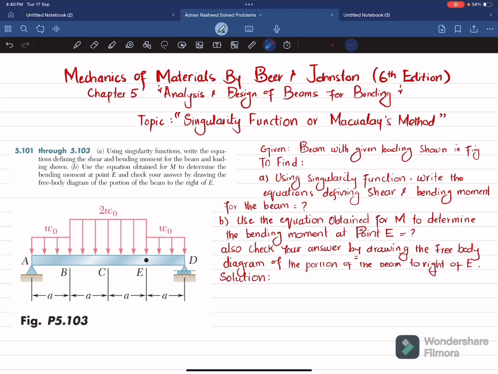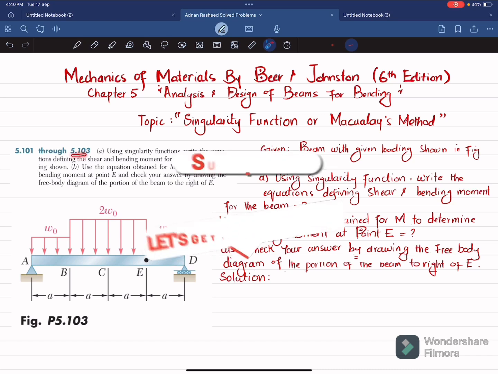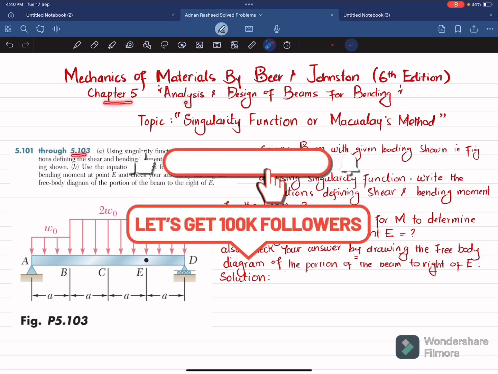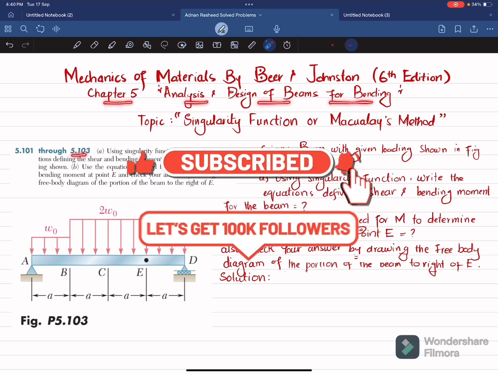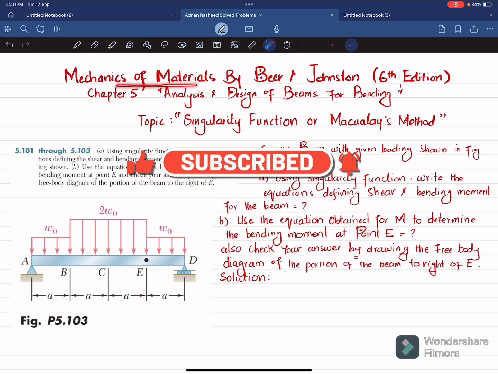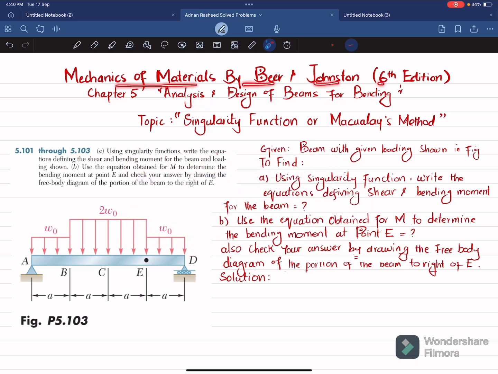Welcome back. Problem 5.103. This problem is taken from chapter number 5, Analysis and Design of Beams for Bending, and the book name is Mechanics of Materials by Beer and Johnston, 6th edition. And the topic is Singularity Function or Macaulay's Method. So the statement of the problem is, in part A, we have been asked, using singularity functions, write the equations defining the shear and bending moment for the beam and loading shown.